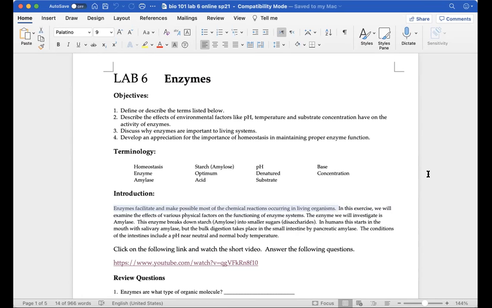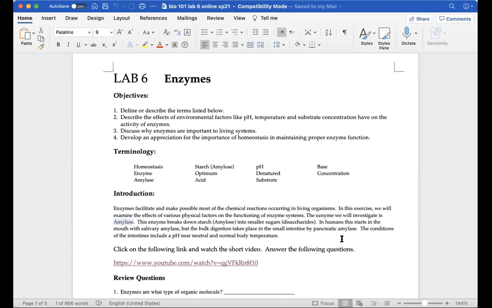In these exercises, you'll be examining the effects of various physical factors like temperature, pH, and concentration on the functioning of enzyme systems. The enzyme we're going to be focusing on in this lab is amylase. And amylase breaks down starch into smaller sugars, also called disaccharides. So amylase is the enzyme, and it will break down starch into smaller sugars.